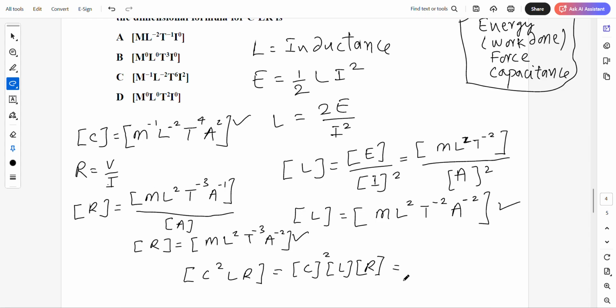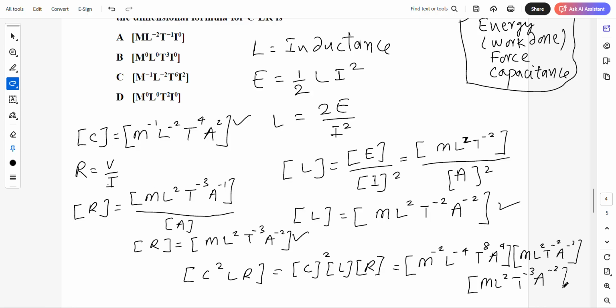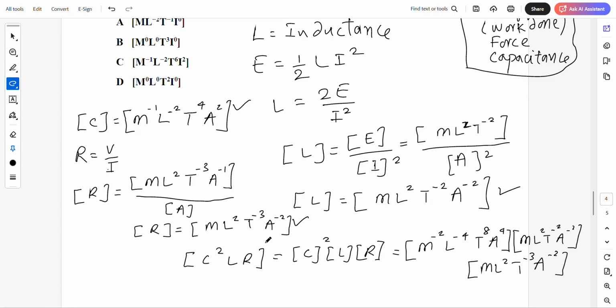That is equal to C, how much? If I square this, it will be M to the power of minus 2, L to the power of minus 4, T to the power of 8 and A to the power of 4, into the dimensions of L, as it is, M L square T to the power of minus 2 A to the power of minus 2, into the dimensions of R. R is here, M L square T to the power of minus 3 A to the power of minus 2. You just simplify this one and you get the answer.